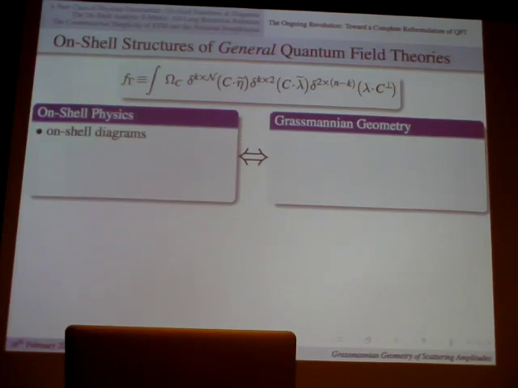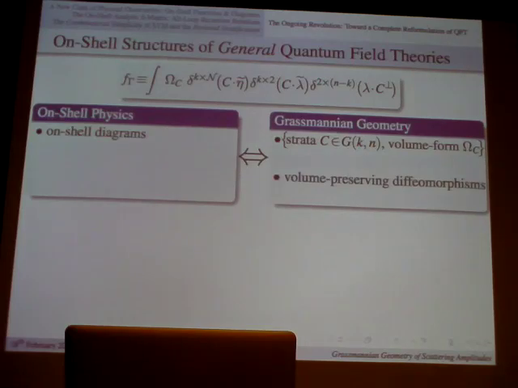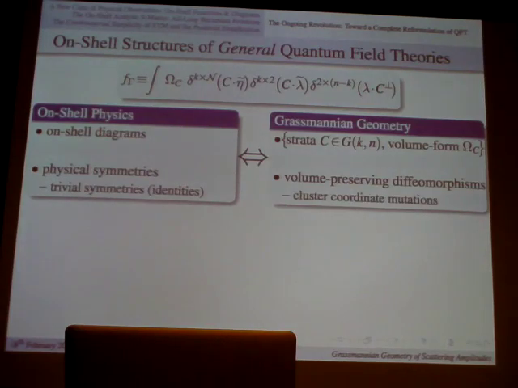So an on-shell diagram corresponds to some submanifold, some C of alphas, something involving these auxiliary parameters inside the space of k-planes in n dimensions, with some preferred volume form that depends on the theory. And volume-preserving diffeomorphisms correspond to physical symmetries. There are trivial ones that correspond to the square move, and that have a very fancy name because they played a really important role in mathematics recently, called cluster coordinate mutations.